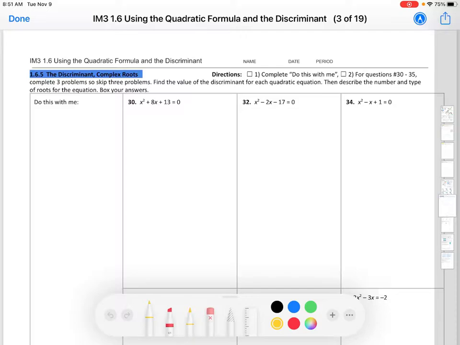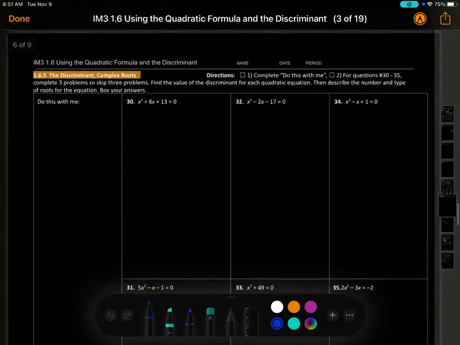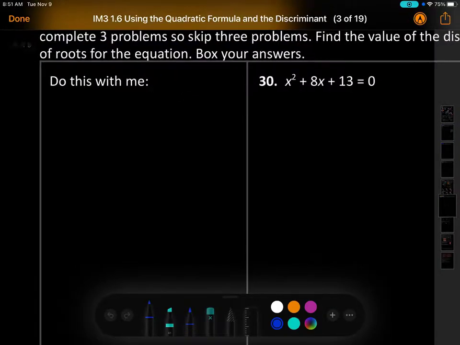Hey guys, let's go over 1.65, the discriminant and complex roots. Going dark mode. Alright, directions. Do this with me. So let's go ahead and do this example right here.